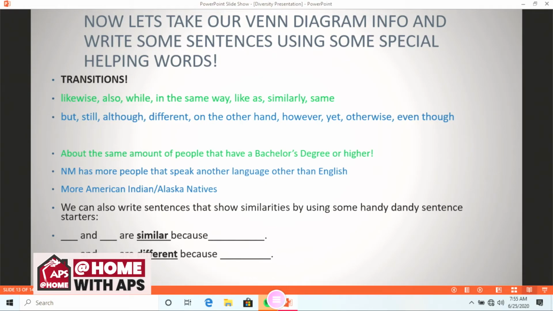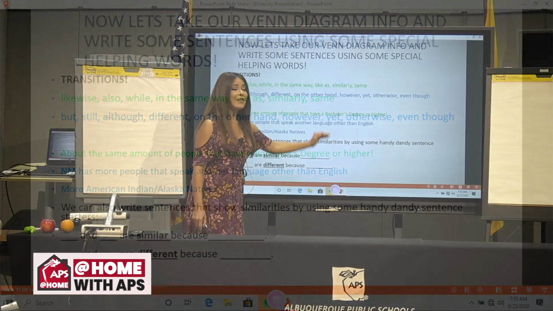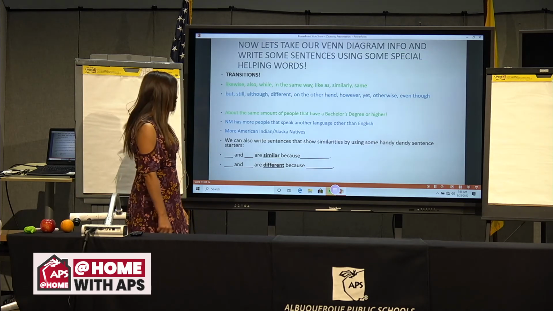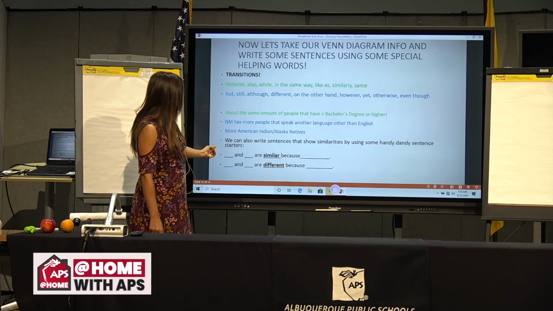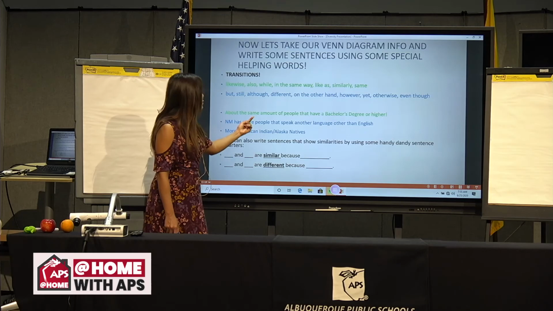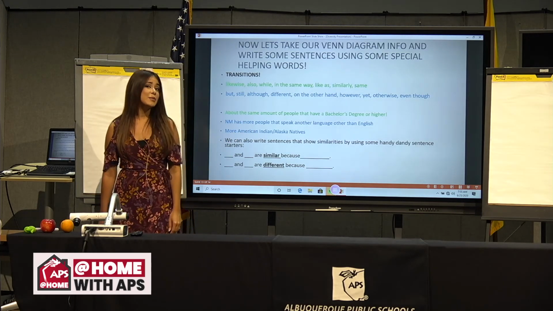So here again are our comparing and our contrasting. We can also write sentences that show similarities by using some of these sentence starters. So let's see if we can compare. New Mexico and South Dakota are similar because both of them have a bachelor's degree or higher. Now let's contrast. New Mexico and South Dakota are different because New Mexico has more people that speak English as a second language.